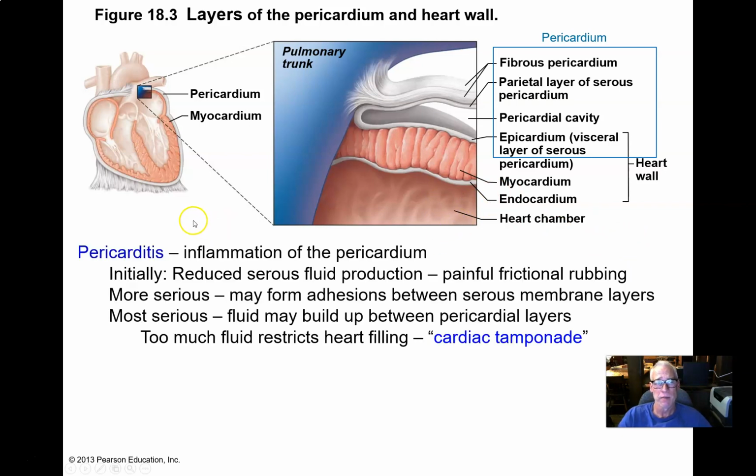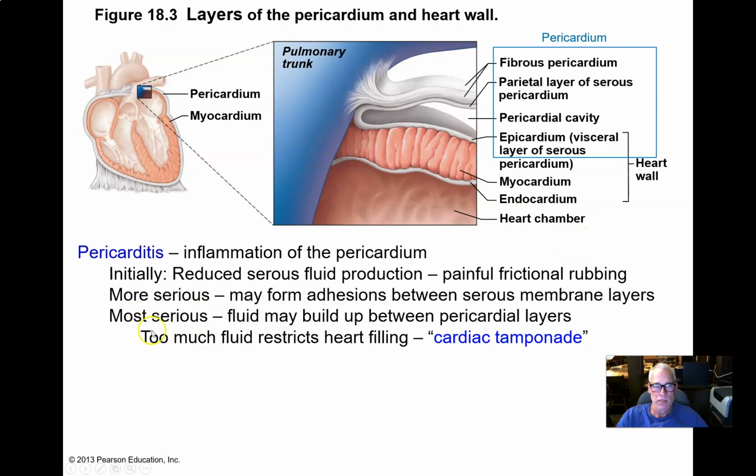What if it becomes inflamed? Inflammation of the outer linings is called pericarditis, the pericardium. A low level of inflammation may cause dryness in the serous membranes and painful scuffing and rubbing of those layers. You can actually hear it in the stethoscope if someone has pericarditis. As the inflammation advances, you could have fusion between the layers, which will really impede the movement of the heart, sort of putting it in a straitjacket.